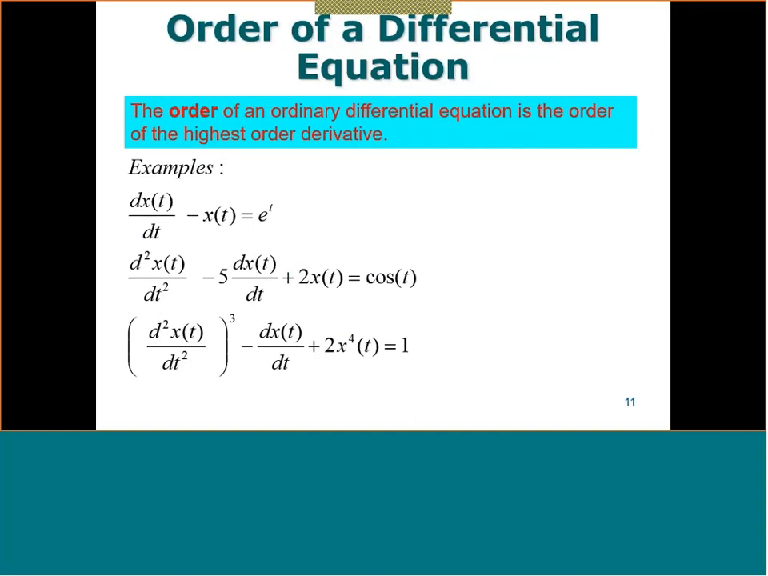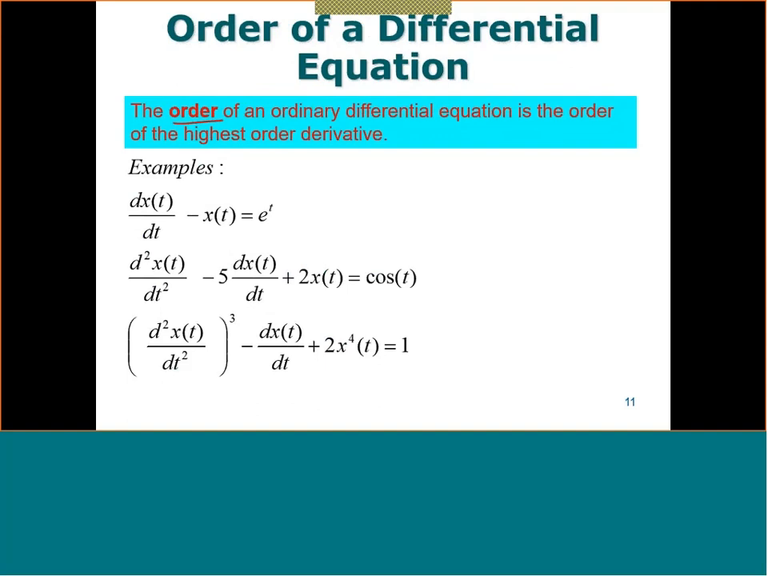Now here, the order. If I say, what is the order of the differential equation? Is it first order, second order? How do we decide the order of a differential equation? So we see what is the highest order of derivative.